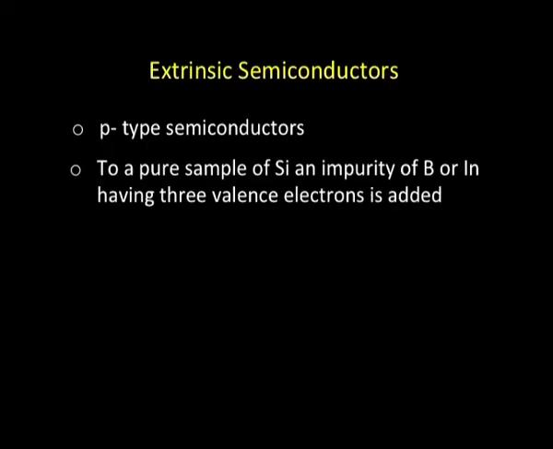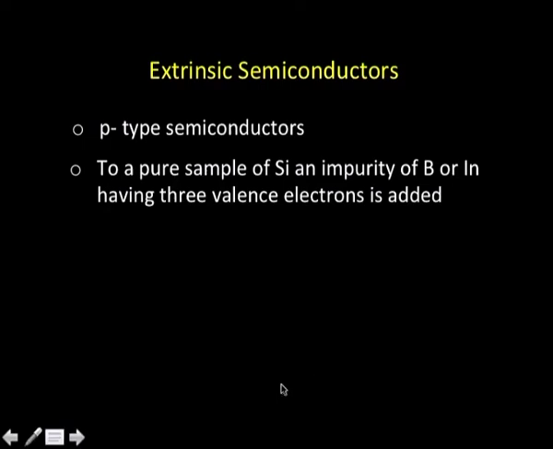Okay. Let us move further and talk about the second type of extrinsic semiconductors, termed p-type semiconductors. In the case of p-type semiconductors, it is similar to n-type, that is, we take a pure sample of silicon and add an impurity, but in this case we add an impurity of, say, boron or indium. The important thing is that these two elements have only 3 valence electrons, that is, 1 valence electron short of silicon. Silicon had 4, so we are introducing an impurity which has 1 electron less in the valence shell.